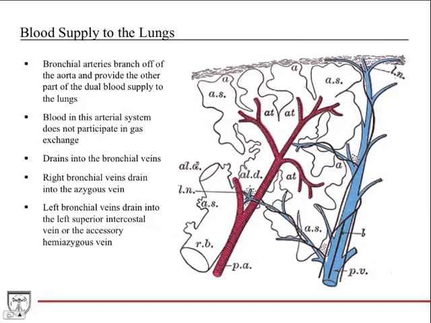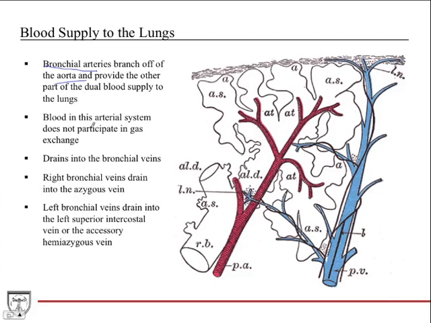So the other half of the dual blood supply is the bronchial arteries, and these branch directly off the aorta. And so these are oxygenated blood. These are just like any other artery, like the renal artery or the common iliac artery or femoral artery, just like any other artery coming off the systemic circulation. So they carry blood, and these are what provide blood supply or perfusion to the lung tissue itself.